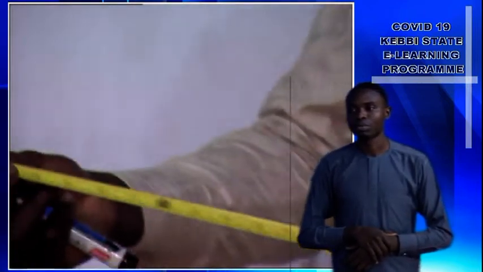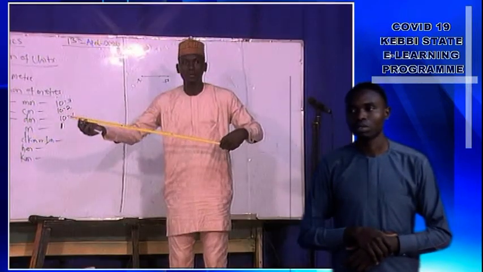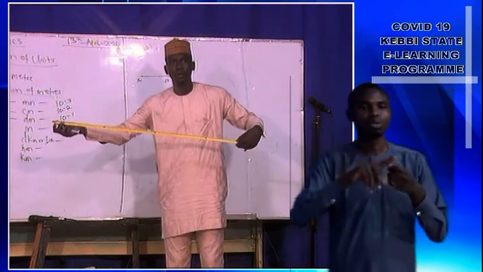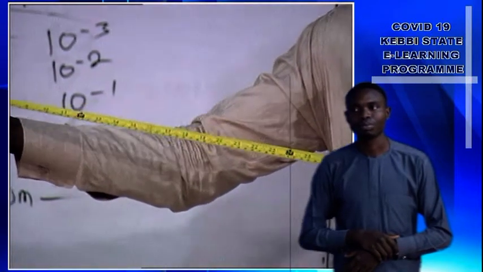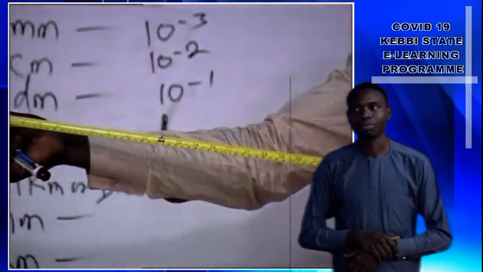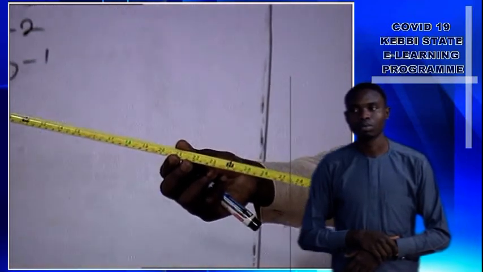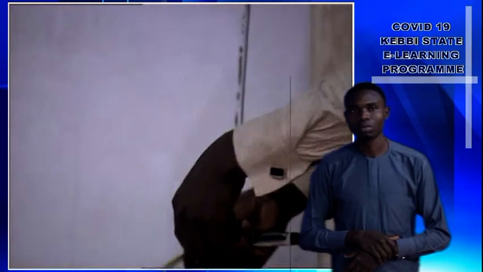Then from here to meter, we have very small calibration up to 1,000. Because if from 1 to 2 we have 10, from 1 to 2 we have 10, if we read it, we are going to have 1,000. I hope you are with me. Good.